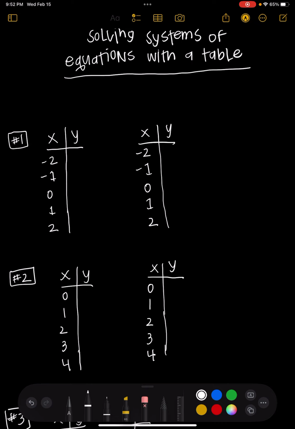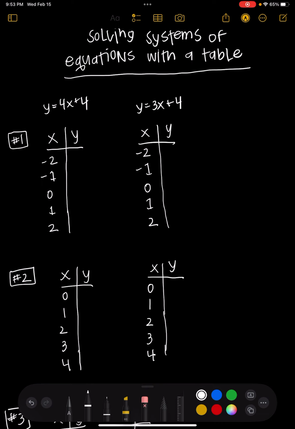So for the first example, they give you two equations. y is equal to 4x plus 4 and y is equal to 3x plus 4. What we're going to do is plug in some numbers for x, the same exact numbers for each of the equations, and figure out what the y would be. We're going to fill out the entire table for both of these. Once we fill out both tables, if we did it right, we should have a row that matches in both of the tables, and that row that matches will be our answer.